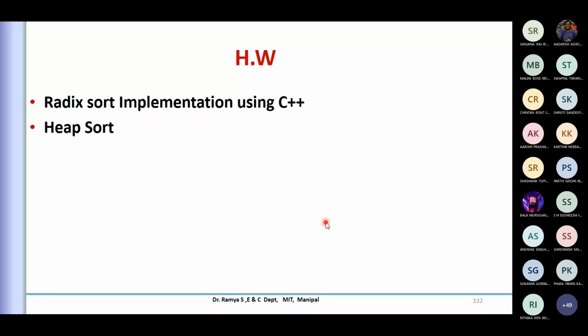Then you have to do the iteration, not for n but for d, where d is the number of digits it has to represent. So you have to iterate for that many loops, and sort in each. You can use that concept to implement it in C++. Basically, we are going with C++ for our DAA, so please do the radix sort implementation using C++.